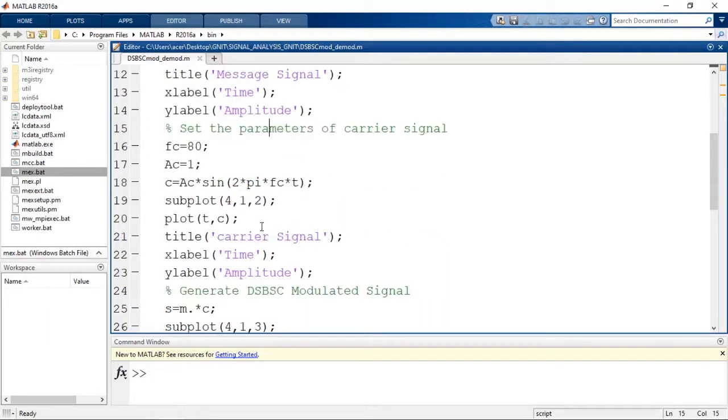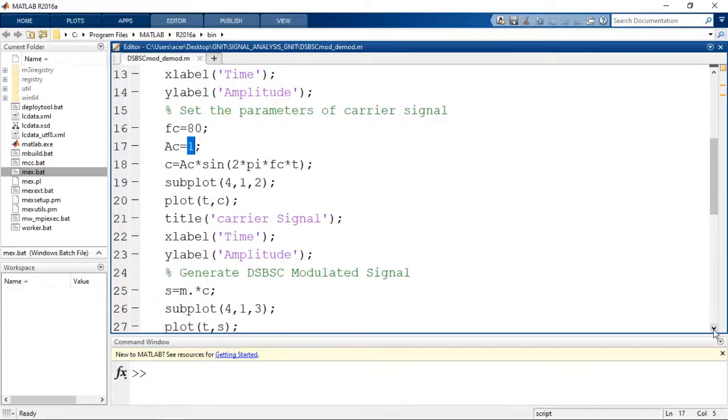Set the parameters of the carrier. Frequency of the carrier is 80. Amplitude of the carrier is 1. The carrier signal is represented as Ac sine 2 pi fc t. Then plot it in the second plot. Subplot 4,1,2. Plot T, C. Title is carrier signal. X label is time. Y label is amplitude.